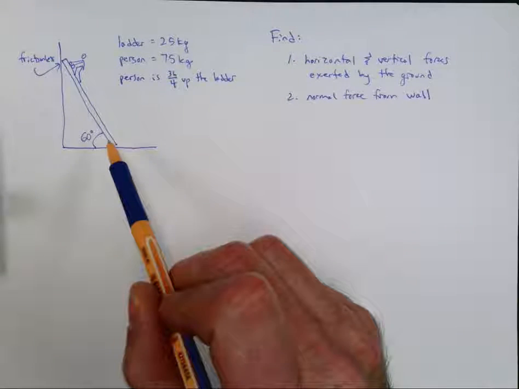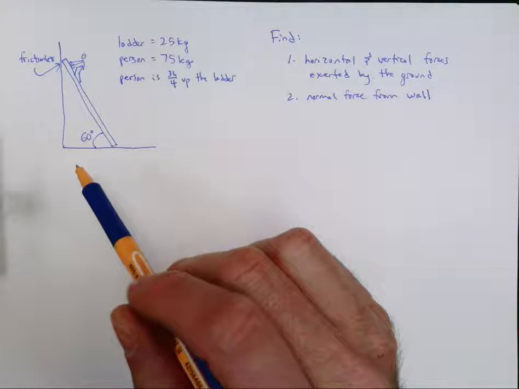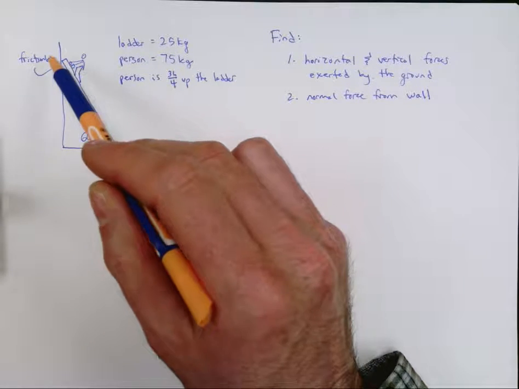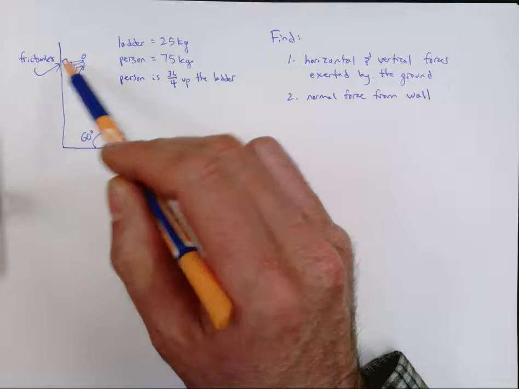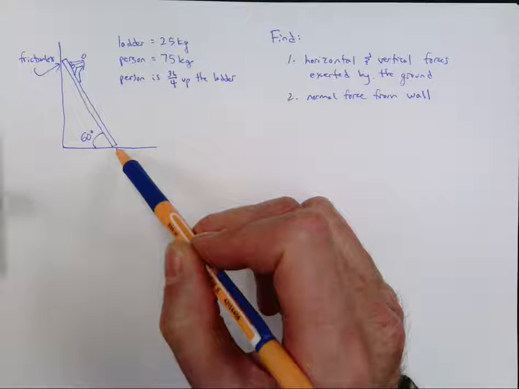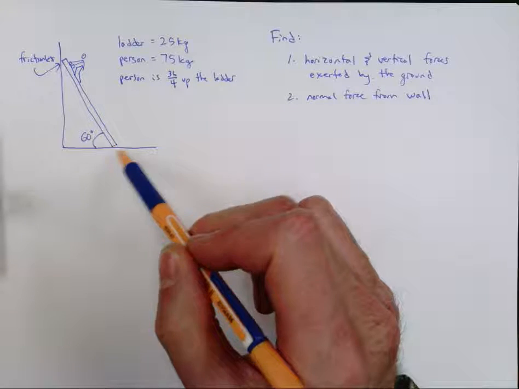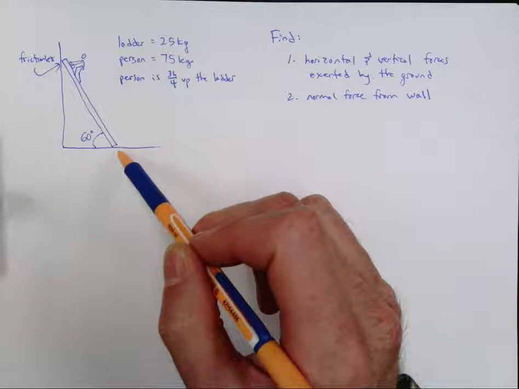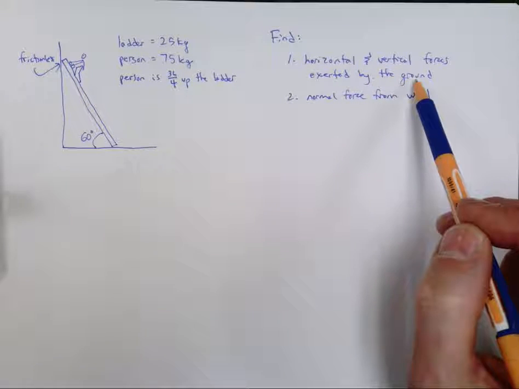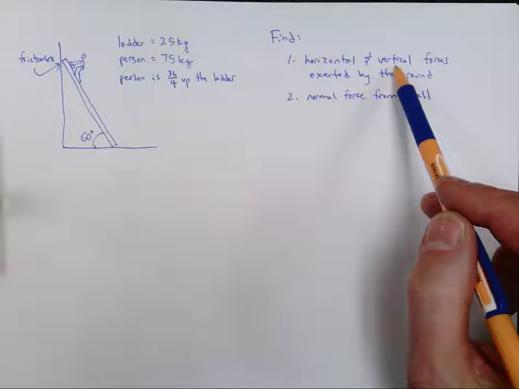We have a person on a ladder. Couple details. The wall that the ladder is resting against is frictionless, but it's still going to exert a normal force. The ground down here is not frictionless, so it's going to exert a normal force and it's going to exert a friction force. What we're trying to find are those horizontal and vertical forces that the ground exerts. And the horizontal force is friction, the vertical force is normal.